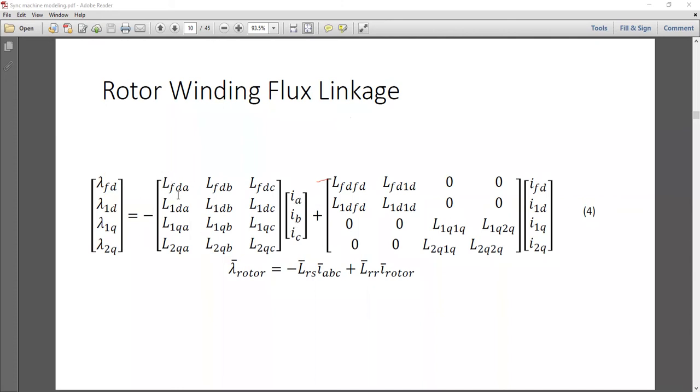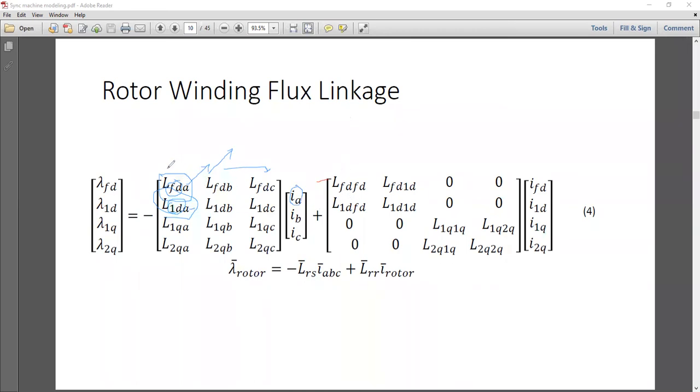This first element, what is this? Is it a mutual or self? Mutual, sir. Mutual between whom? Field and A axis. Excellent. So I think you have understood, so I will proceed quickly from here. Similarly, this is 1dA. 1D belongs to the damper winding in the D axis, and A belongs to the stator coil. A axis is the stator coil.